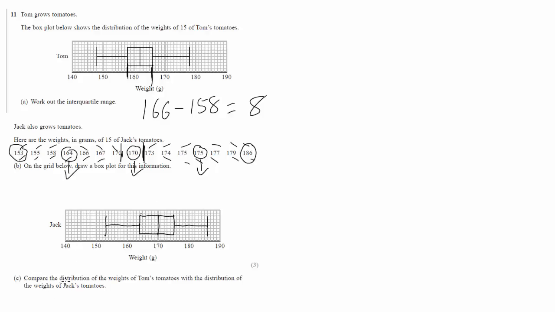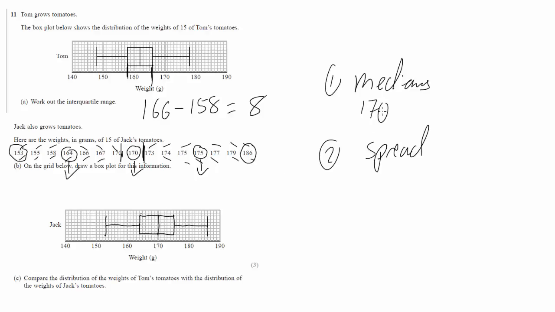Now it then says compare the distributions of the weights. When you're making a comparison of distributions, what you're looking to do is compare the medians for 1 mark, and for your second mark you're looking to compare the spread. So we need a correct comparison of the medians, i.e. 170 versus 162. So 170 for Jack and then 162 for Tom, and you've got to put it in context. So it's not just putting the numbers down, so therefore Jack had heavier tomatoes.